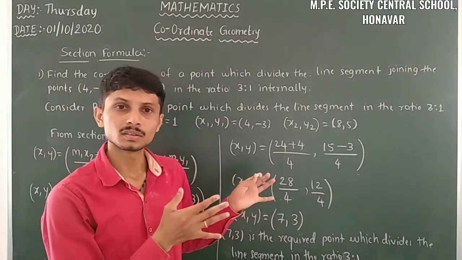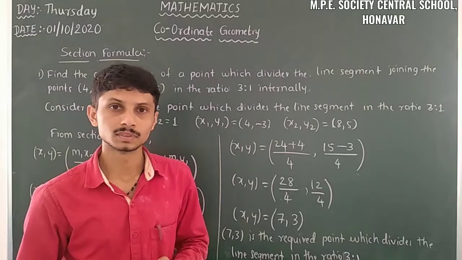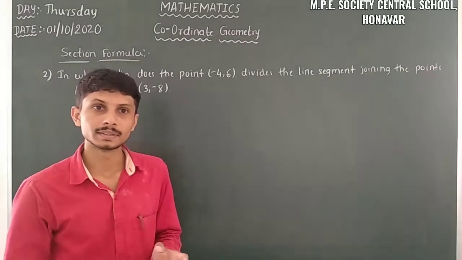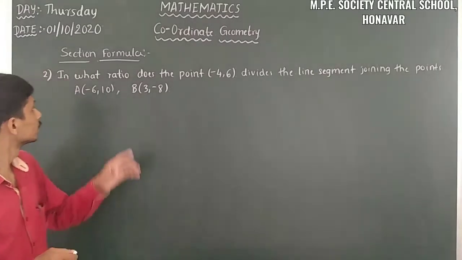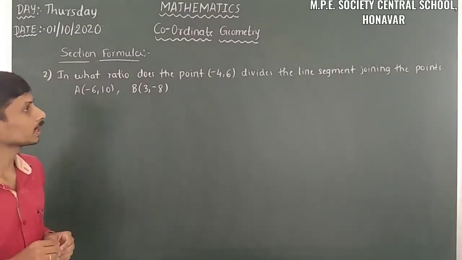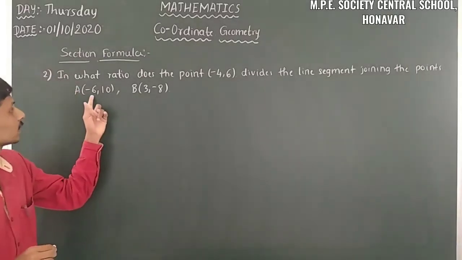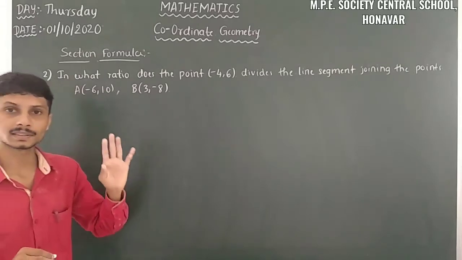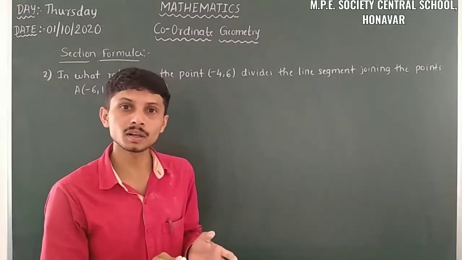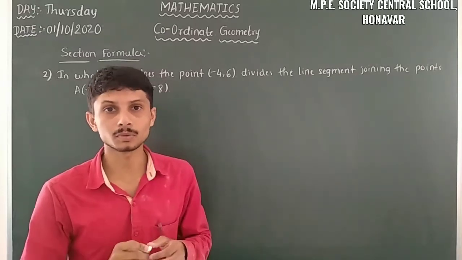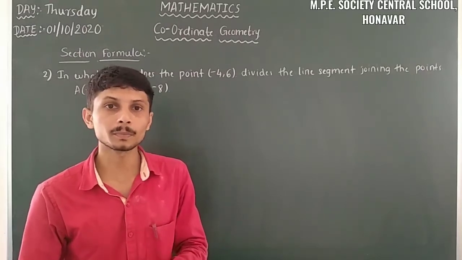Here we can change our coordinates. So let us take the next problem, the second problem. The second problem tells us: in what ratio does the point minus 4, 6 divide the line segment joining the points A of minus 6, 10 and B of 3, minus 8? That means here the point is given, but we have to find the value of M1 and M2, that is the ratio.